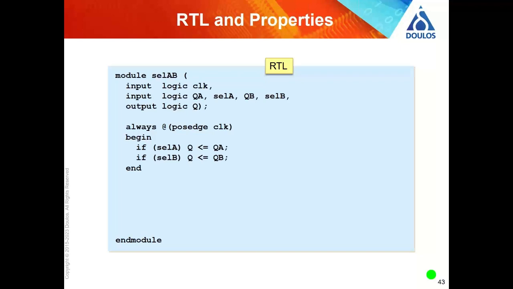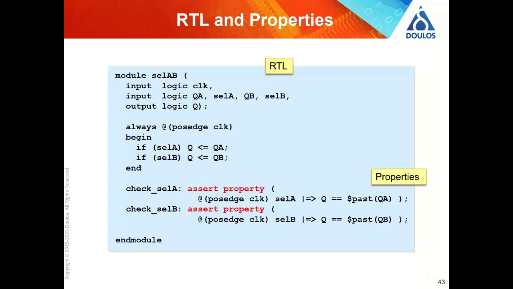Okay, so here's our RTL code. If it's cell A, Q is QA. If it's cell B, Q is QB. Okay, and that will synthesize. It may be exactly what we want. There's a priority in there, but if that's what you intend, then that's not a problem.